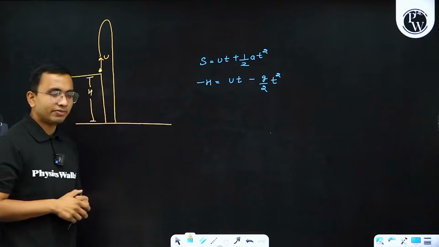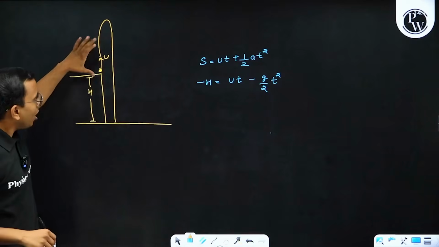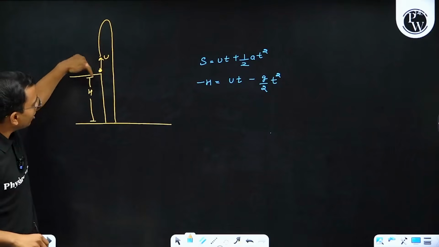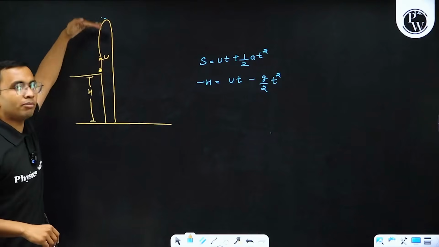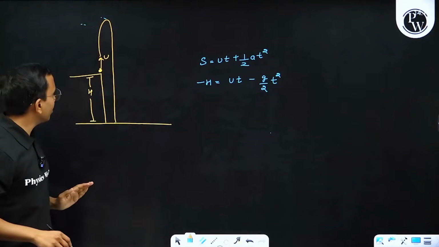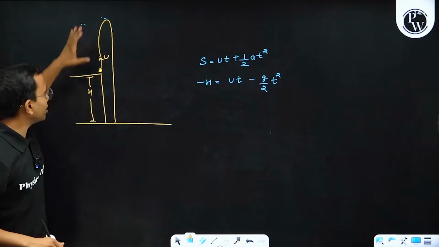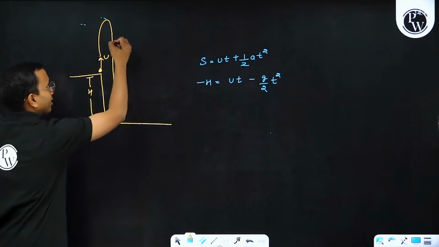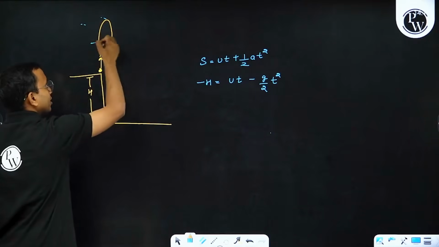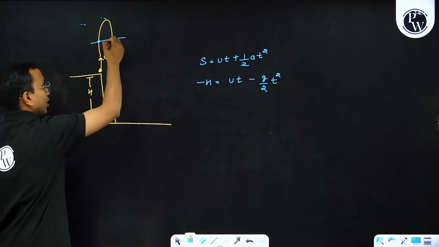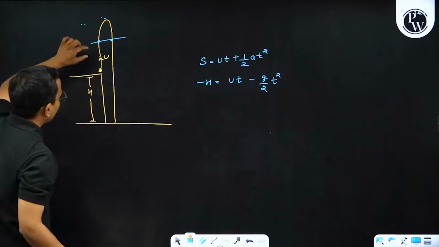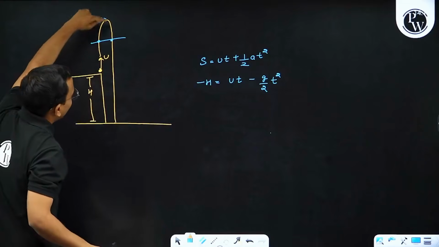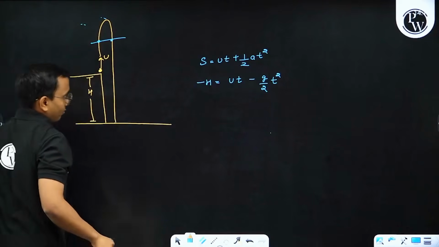Easy, not that difficult. Now he may ask you in how much time it will reach the top. So it's just the t_max, that will become my u by g. That is clear. Now he may ask you in how much time it will be at a certain height. It is reaching that height 2 times. So again you will use this formula. You will get two solutions for t. One time will be while going up, another time will be while coming down.